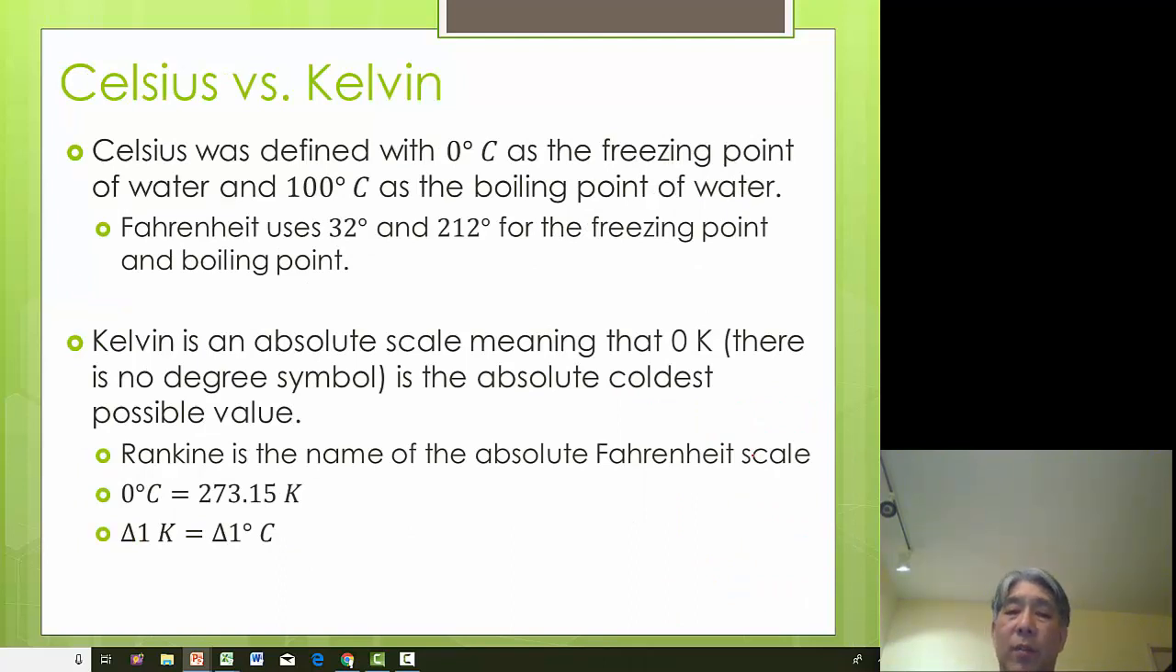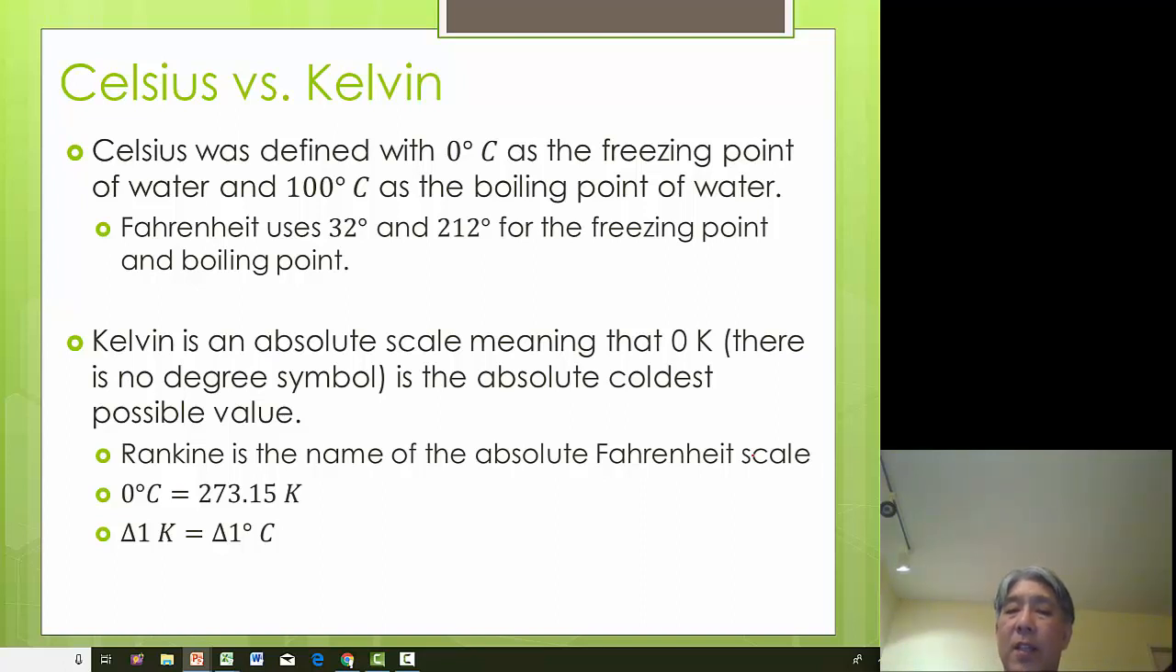Celsius and Kelvin is something we should be fairly familiar with. Celsius is defined from 0 to 100. It's possible to have negative numbers. But Kelvin is an absolute scale, meaning that 0 degrees corresponds to absolute 0. There are no negative degrees on the Kelvin scale. To convert from Celsius to Kelvin, I add 273.15. If you're ever in doubt as to which way, do I add or do I subtract, just remember 0 degrees Celsius must correspond to a positive Kelvin.